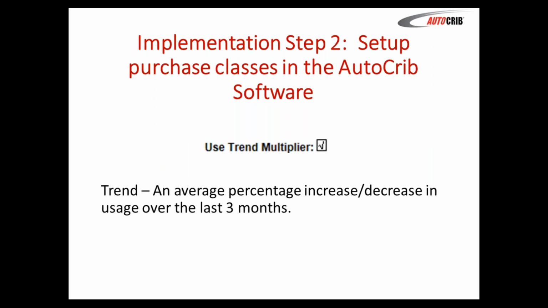When the Use Trend Multiplier checkbox is checked, AutoCrib will determine if the average monthly usage has increased or decreased in the last 3 months. Demand increasing or decreasing 3 months in a row is referred to as a trend.